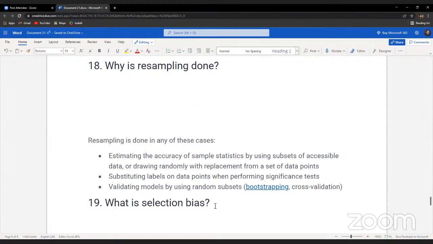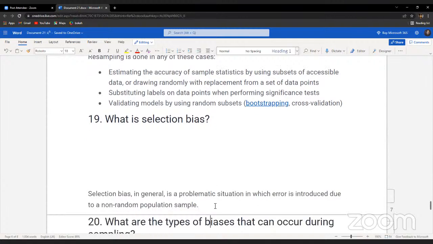What is selection bias? Selection bias is a problematic situation in which errors are introduced due to a non-random population sample.